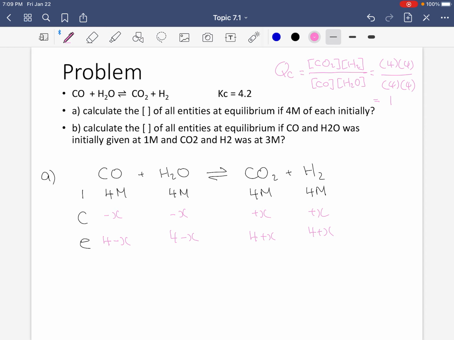All right, let's do the math. Your favorite part. Your KC expression is going to be CO2 times H2 over CO times H2O. KC is given to be 4.2. So 4.2 equals 4 plus x, 4 plus x, over 4 minus x, 4 minus x. That should be simple enough for you to do.